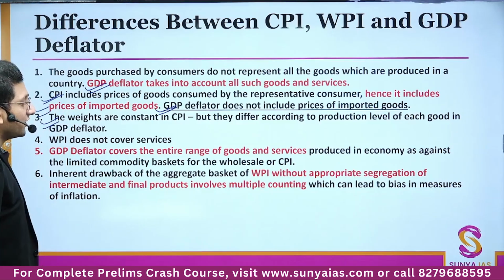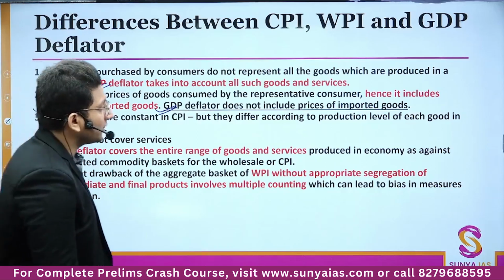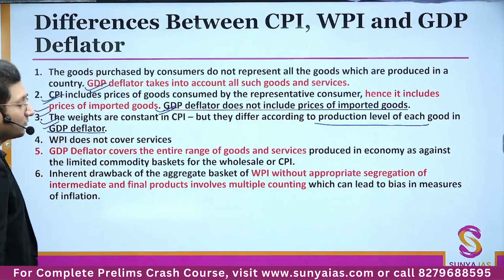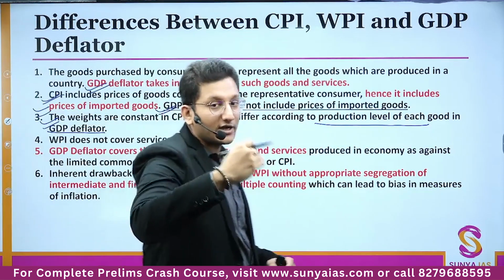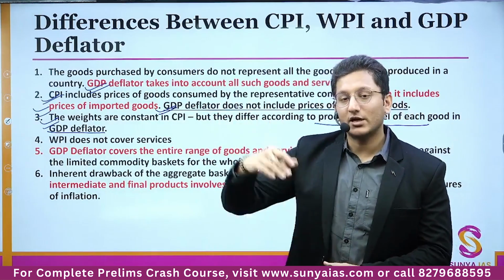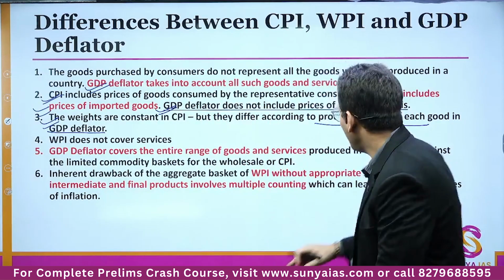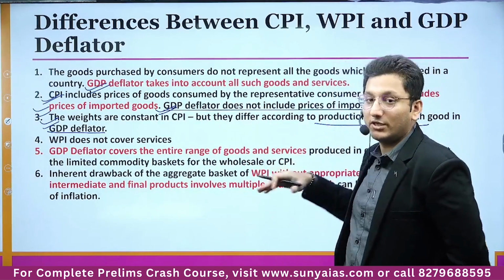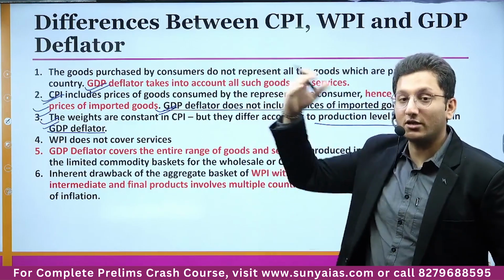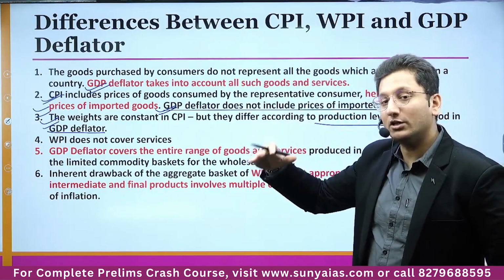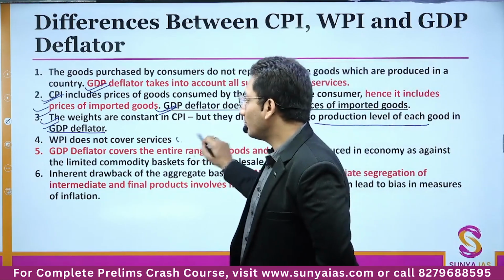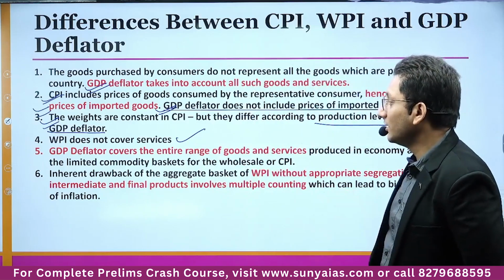The weightage are constraints in CPI, but they differ according to the production level of each good in the GDP deflator. Basically, हमने CPI में देखा था कि हर एक article को हमने एक weightage दे रखा था और उनकी एक price sensitivity थी कि भाई अगर इसकी price change होती है तो कितना effect पड़ेगा. But here the weightage has been dependent upon the production level. Suppose कीजिए किसी चीज़ का production ज़्यादा क्वांटिटी में हो रहा है तो उसका वेटेज उतना ही ज्यादा होगा in GDP deflator.